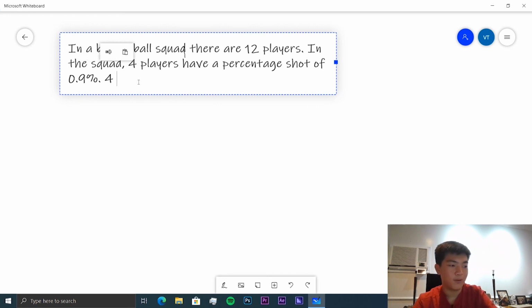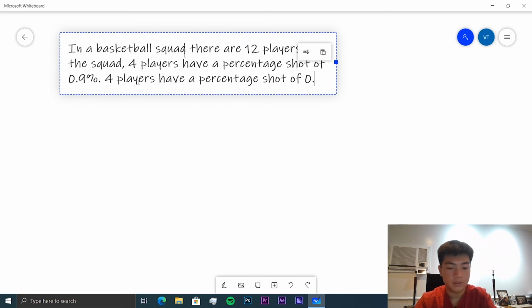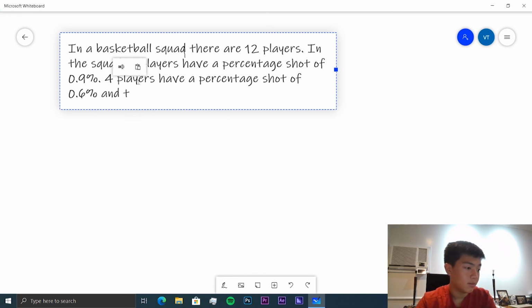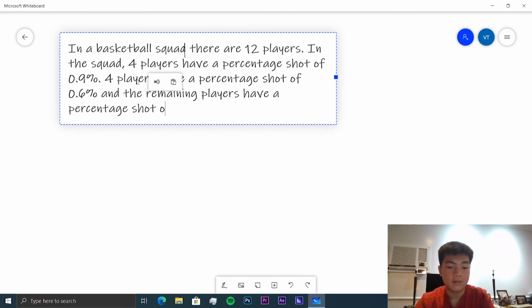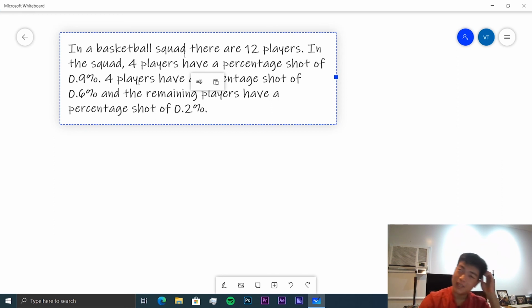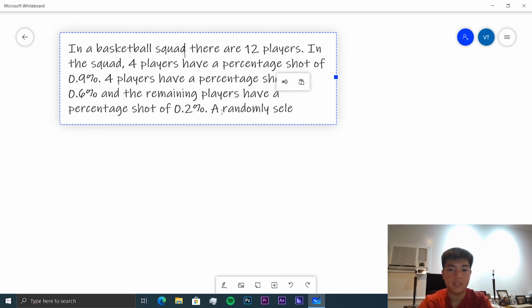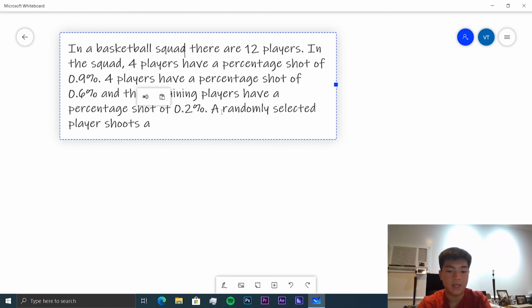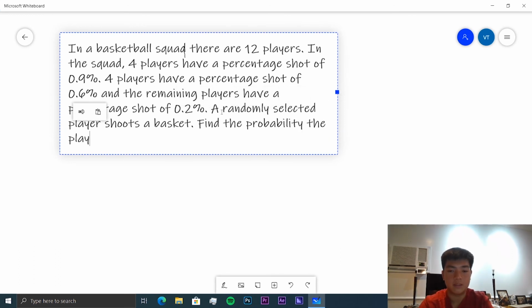Horrible basketball squad. 4 players have a percentage shot of 0.6%, and the remaining players have a percentage shot of 0.2%. Imagine shooting and only making 1 out of 500 shots. That's what 0.2% means. A randomly selected player shoots a basket. Find the probability the player scores.